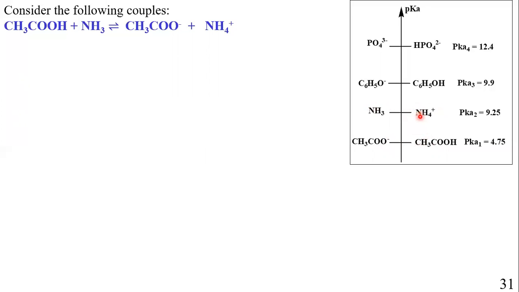The ammonia will become ammonium, and the acetic acid will become CH3COO- as a base in its couple. Put the pKa's on the scale as well. The ammonium is the weaker acid, so it has a higher pKa. The acetic acid is a stronger acid.